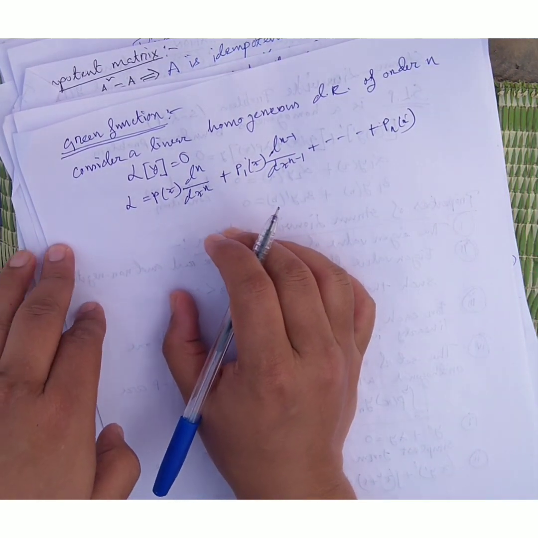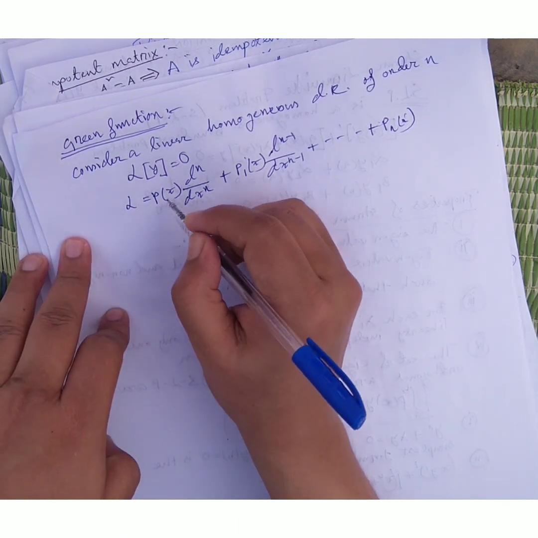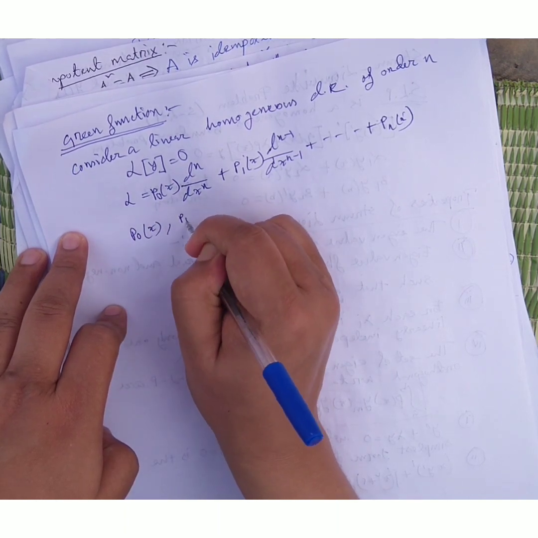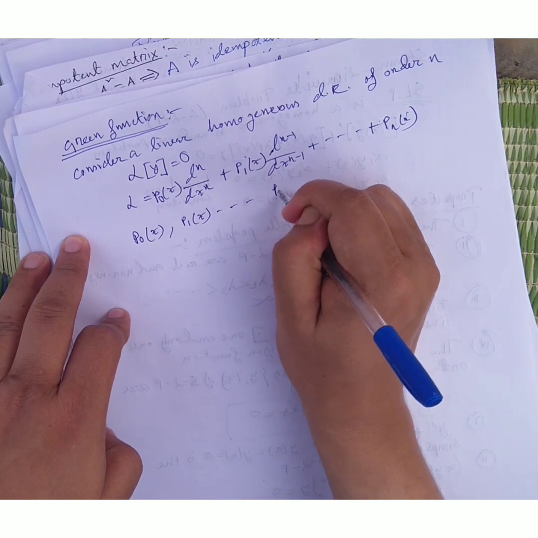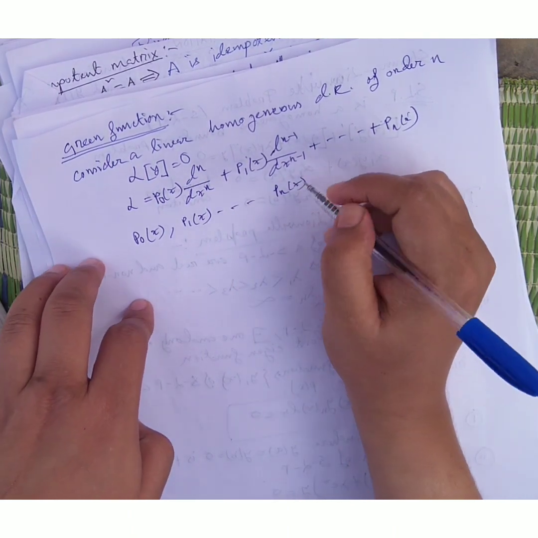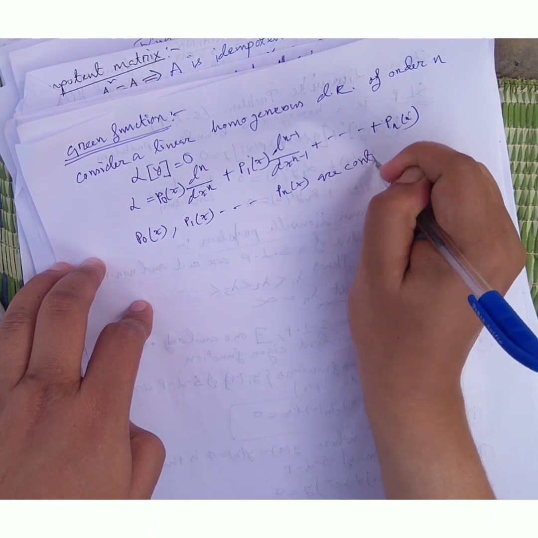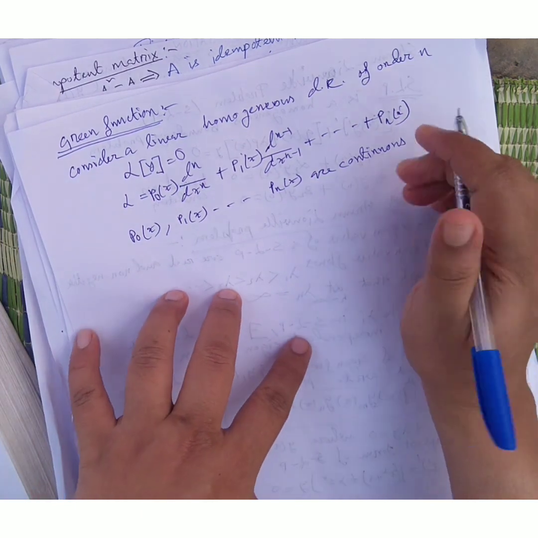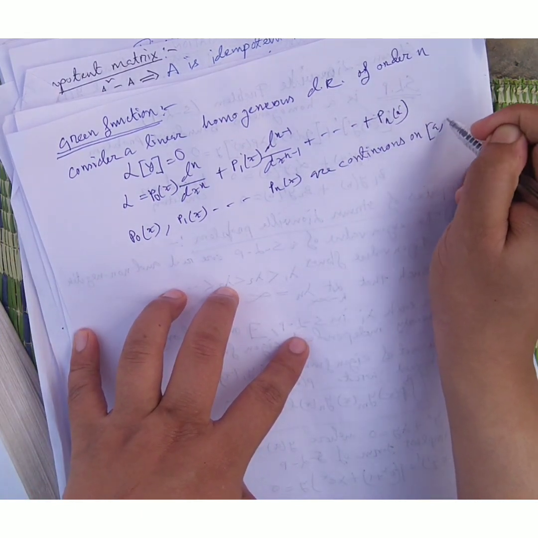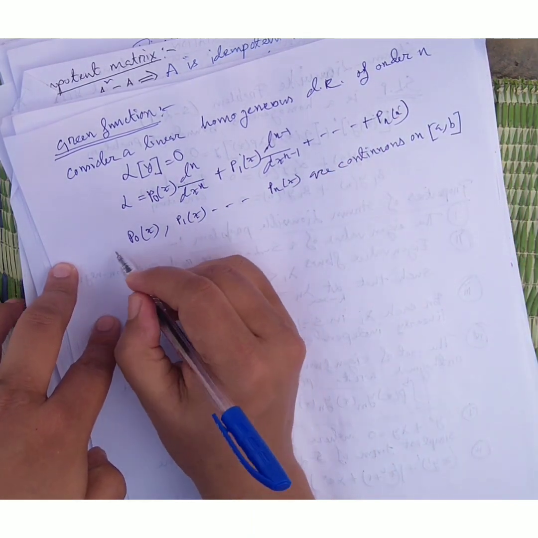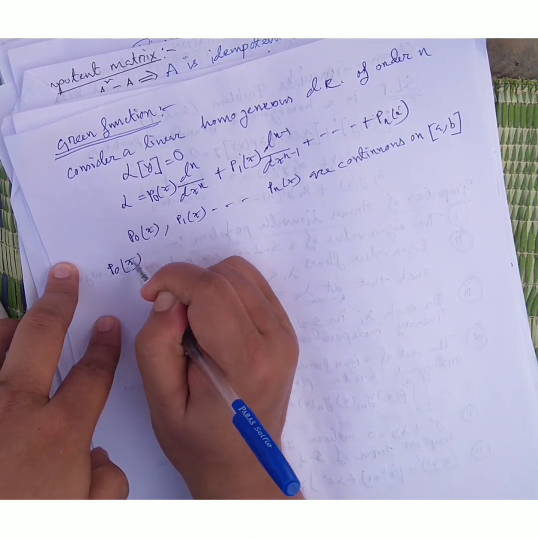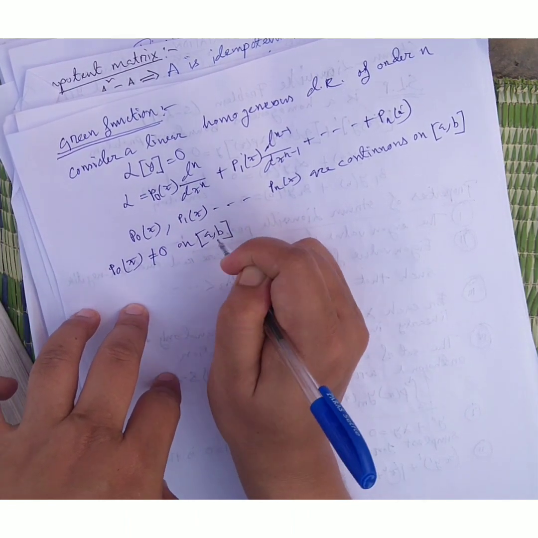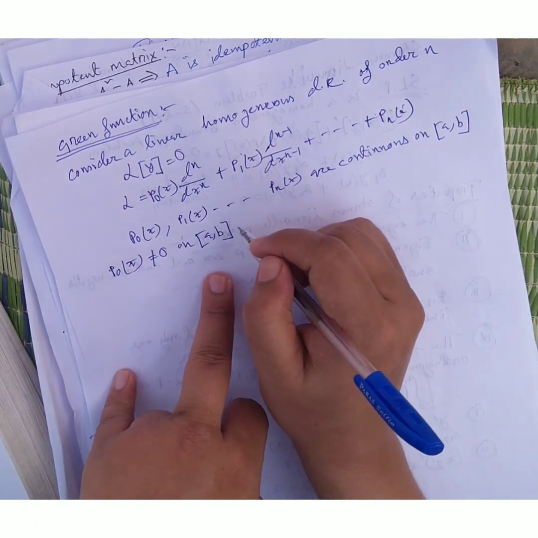And suppose P0(x), P1(x), up to Pn(x) are continuous. Must remember this is continuous. Green functions, continuous on [a, b], and P0(x) does not equal 0 on [a, b]. P0(x) does not equal 0, and boundary conditions.